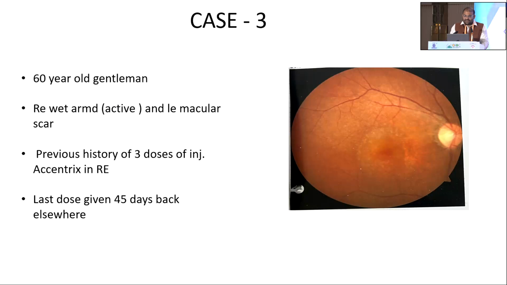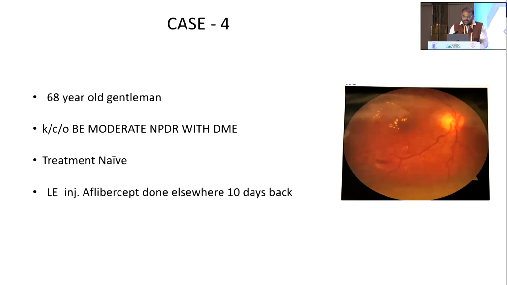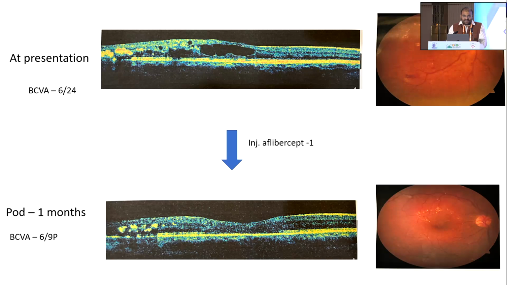This is case number 3. The patient presented to us with right eye PED, with 3 doses of Eylea already given. This is the pigment epithelial detachment, which responded beautifully and the PED flattened. After the first injection, there is some amount of SRF still left, but after the second injection, there was no sub-RPE fluid, and there was even restoration of normal foveal anatomy and vision improved beautifully. This is a case of moderate NPDR, a treatment-naive patient, and he was given right eye injection aflibercept.